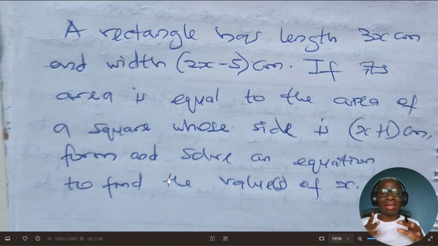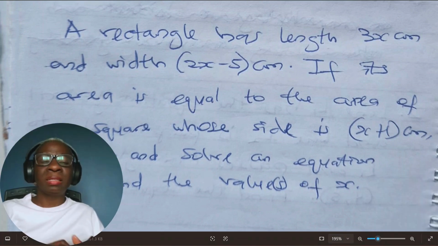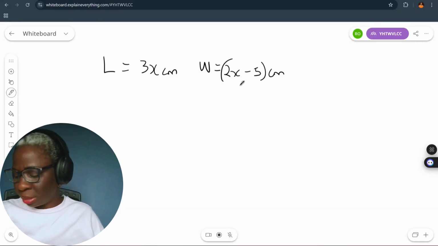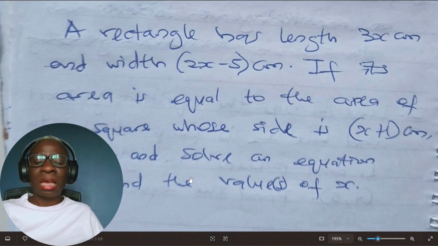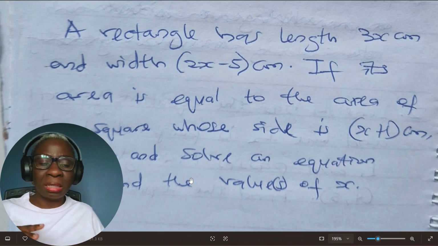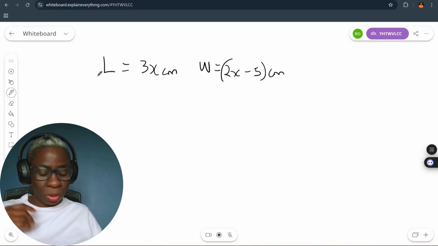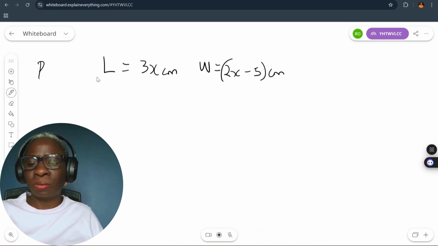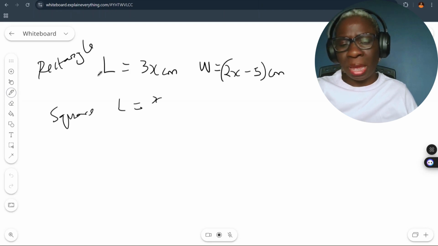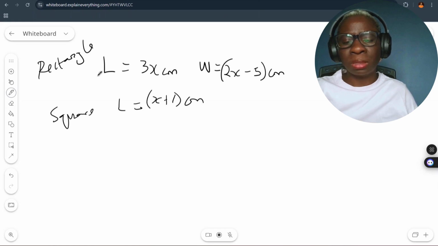A rectangle has length 3x centimeter and width 2x minus 5 centimeter. Let's first write both down. The length is 3x centimeter and the width is 2x minus 5 centimeter. Then the question says, if its area is equal to the area of a square whose side is x plus 1 centimeter. This is for the rectangle. And then we have the square with its length equal to x plus 1 centimeter.